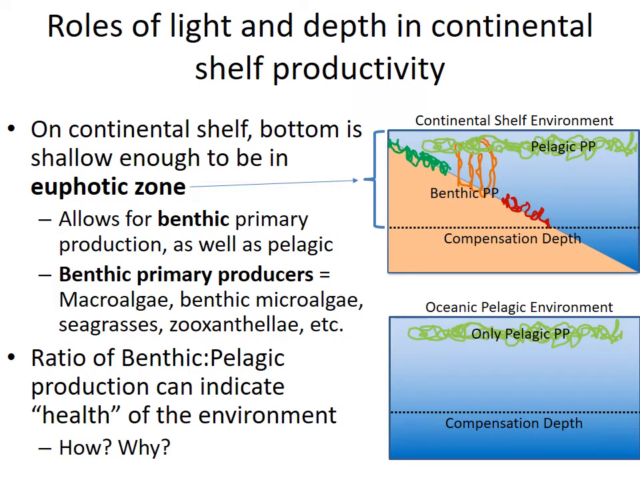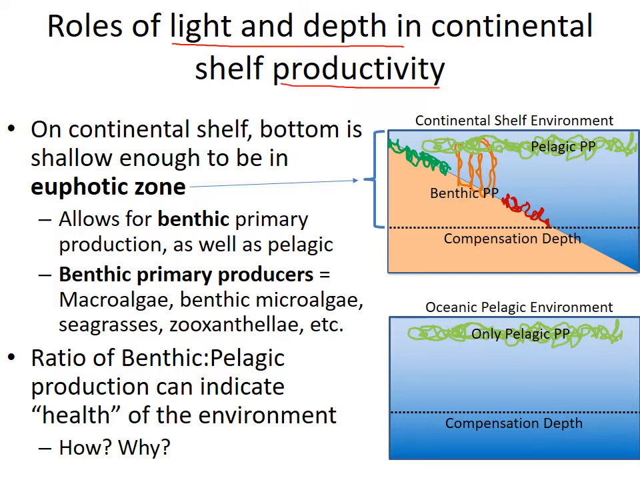So we're now talking about the roles of light and depth in continental shelf productivity. So we already talked about the role of nutrient availability, and we talked about the role of water currents and waves, and now we're talking about how depth itself and its interactions with light affect the productivity of continental shelves.